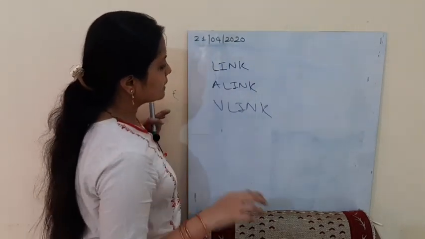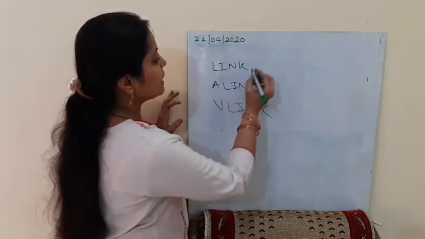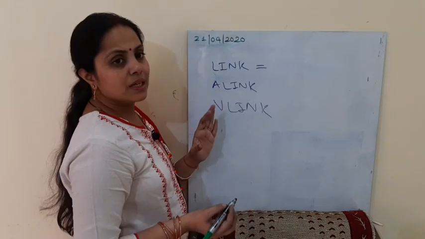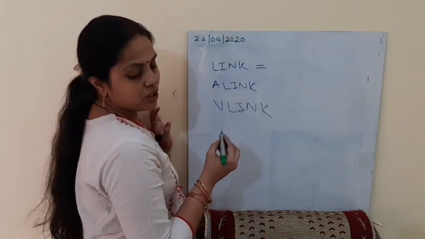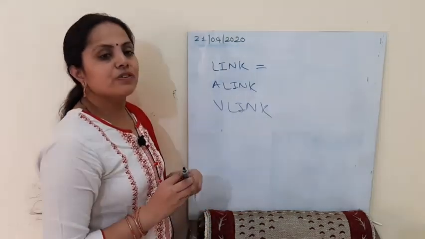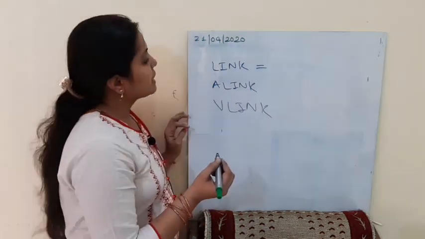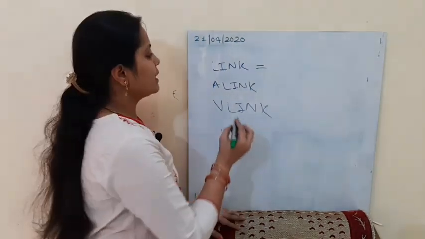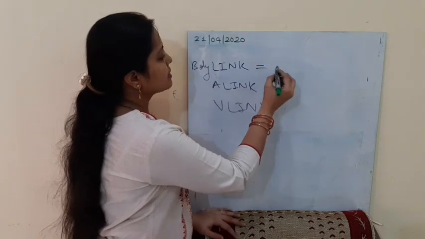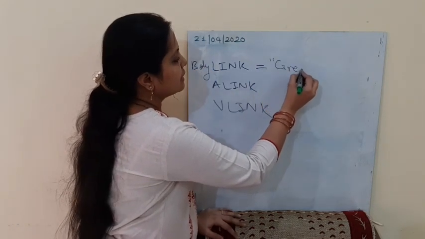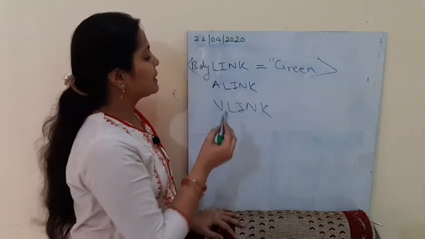When I am defining the body and I need to insert links, link shows the color of the link on a web page. We all know that on a web page, if I need to show a link, it is always shown in blue color. But if I need to change it to green, how will I do it? I will write body link is equal to green. Now this statement will change the color of links on my page to green.